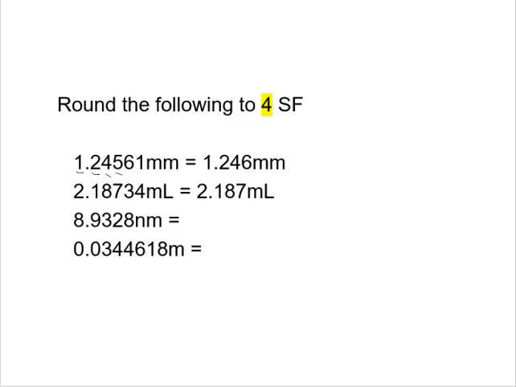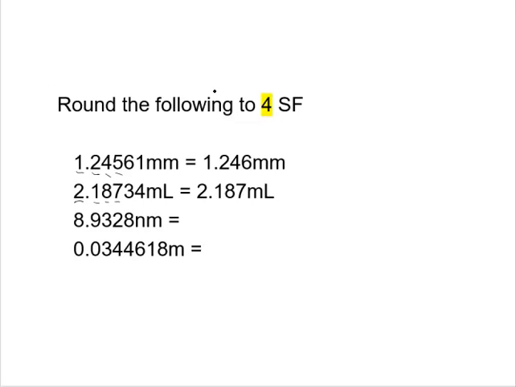Okay, the second example is 2.178734. And again, we're trying to get it down to 4 significant figures. We don't have any zeros in this particular number, so again, we can take the first 4 numbers. The 2 is significant, the 1 significant, the 8 significant, and the 7 is significant. And that 3 is not going to cause that 7 to round up, so we're going to end up with 2.187 as our 4 significant figures.